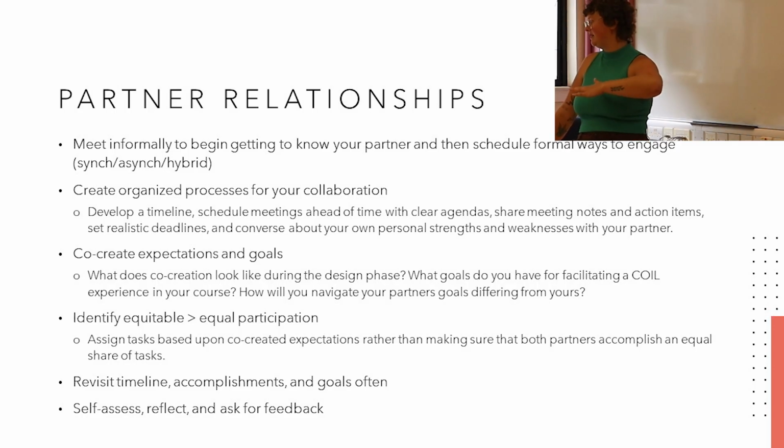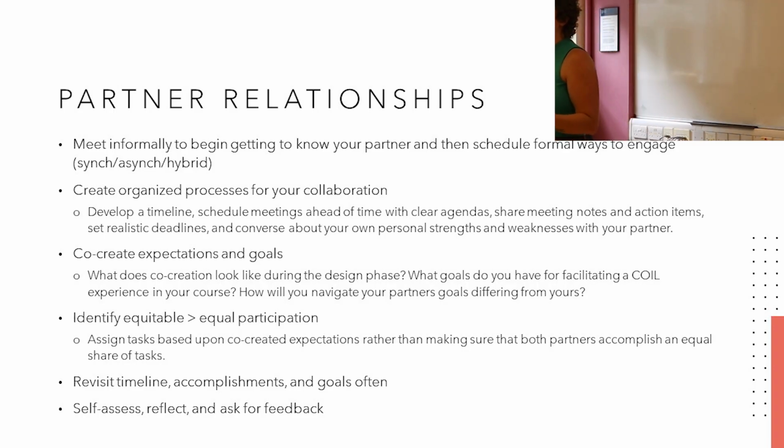Revisit your goals, your timelines, and your accomplishments often. So don't just talk about this in the first meeting with your partner, but talk about it ongoing. And then build in opportunities for assessment and feedback and reflection. So check in with your partner. How's it going? What are some things that we could improve? What are some things that are going really well?